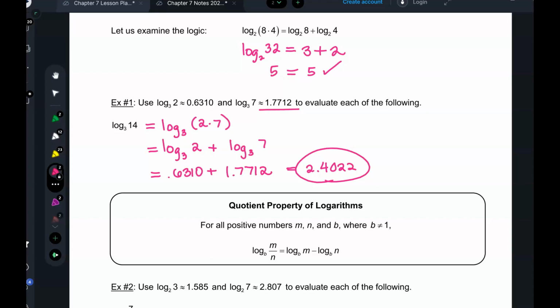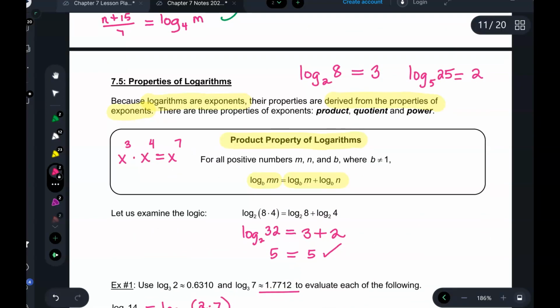What part don't we understand? Like the first one, rewriting 14 as 2 times 7? Because I'm told what log of 2 is equal to, and I know what the log of 7 is. Oh, you mean this here, from the property? Oh, okay.